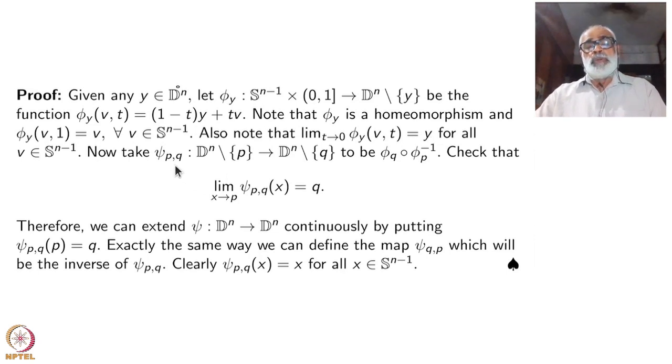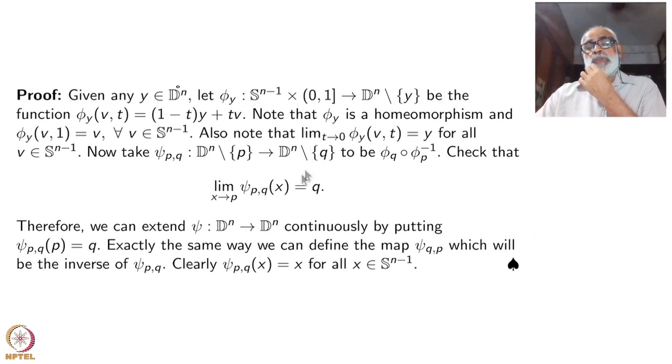So now take psi_pq, which depends upon two points, since for arbitrary y we have to, now p and q are both interior points. So one is from D^n minus p to D^n minus q. What you do is phi_p inverse composite phi_q. So from here you come to here and then come back here.